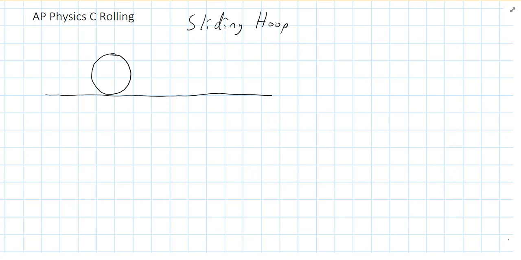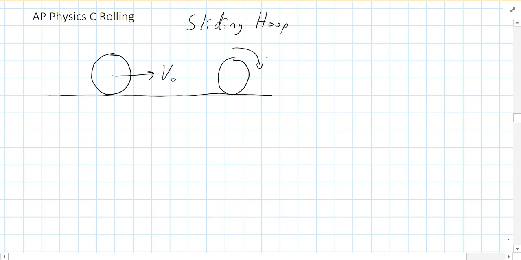Hey folks, I got a quick example of a sliding hoop. Let me explain the situation here. You've got a hoop, like a hula hoop or something like that, and you've released it such that it's not rolling yet. It's sliding to the right with some velocity, we'll call it V naught, okay? But as it slides, friction is going to cause it to eventually roll.